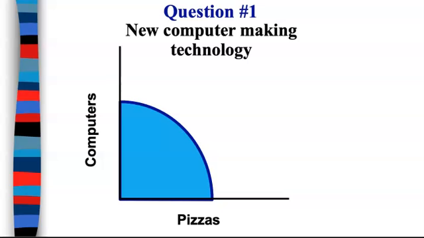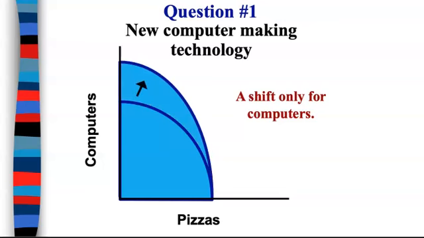Our first one, question 1, new computer making technology. Well, what would happen here? New computer making technology was going to really shift only computers. Not going to help pizzas out at all. And so what you're going to see is a shift outwards. Now, notice, see the arrow right here demonstrating that it's going to move out? That's what you should have on your graph.